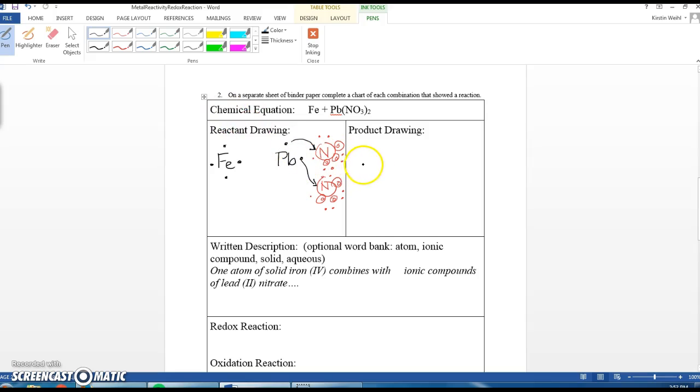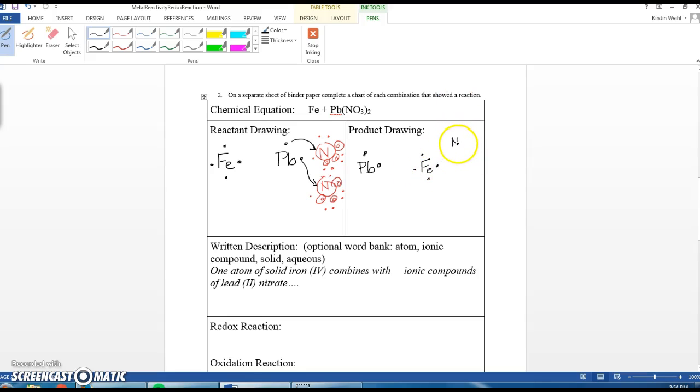for that reason, I know that iron was able to knock off the lead, and lead is now on its own. And lead has gained back those 2 electrons that it originally had given to the nitrate and has them back again. Iron, on the other hand, remember, has 4 electrons. It's going to be giving those electrons to the nitrate.